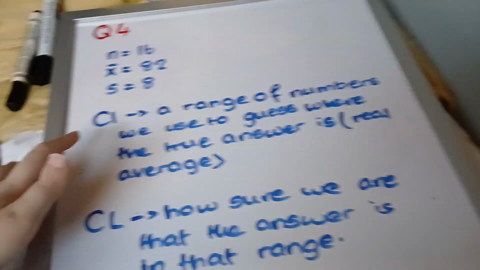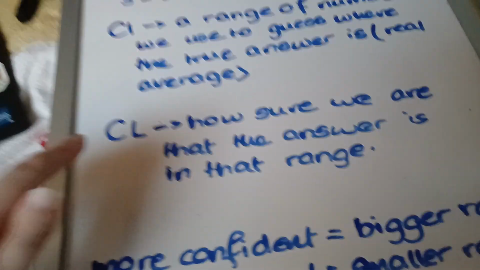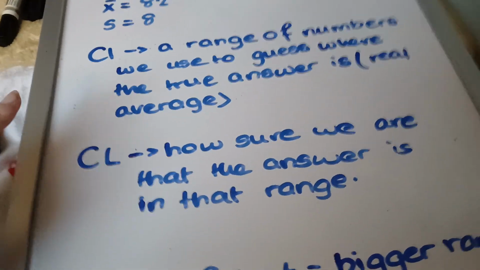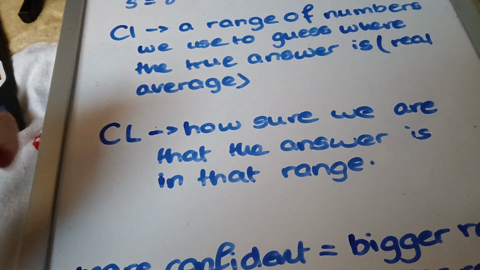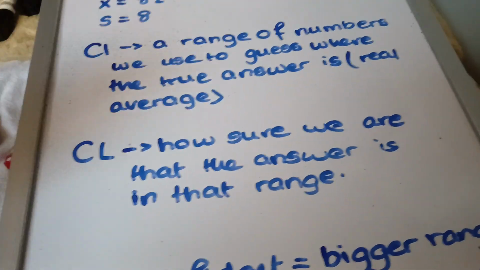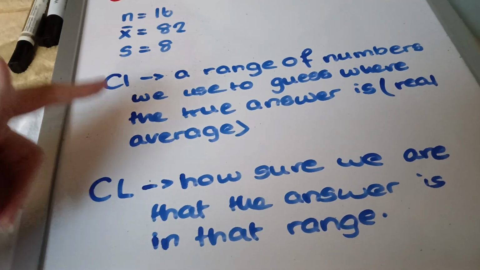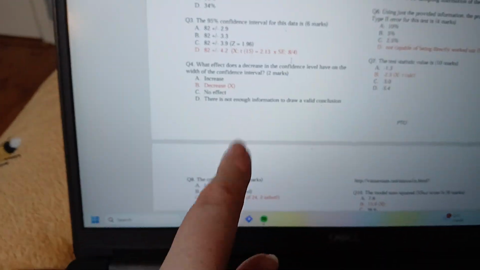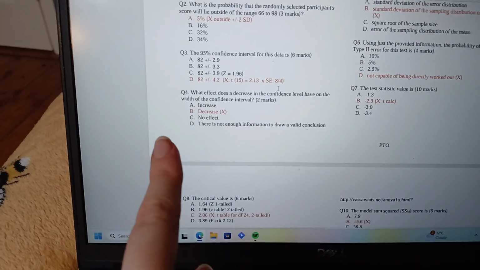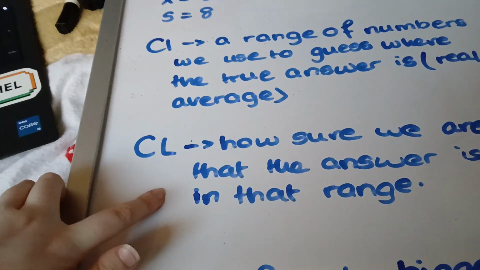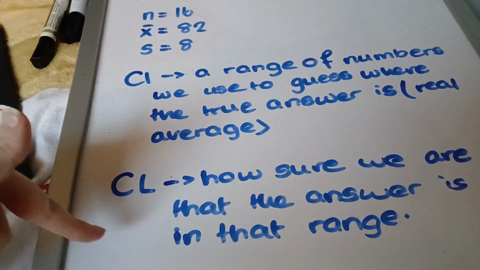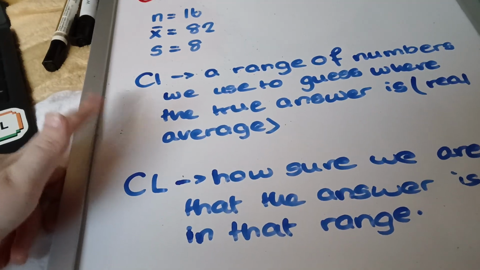So the confidence interval is the range, and the confidence level is how sure we are that the answer is in that range. So that's where your 95%, 90% comes in, saying we're 95% sure that the true average falls within the range that we've outlined. So the question asks, if we decrease the confidence level, what effect does it have on the confidence interval? If we decrease the percentage, if we decrease how sure we are, what happens to the range? Does it increase or decrease?